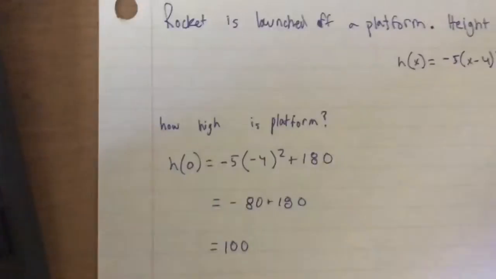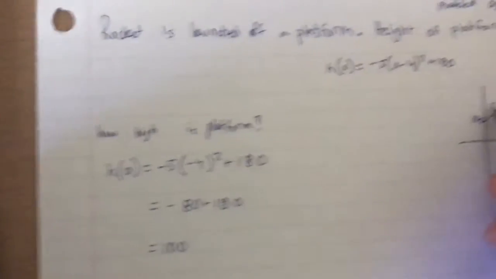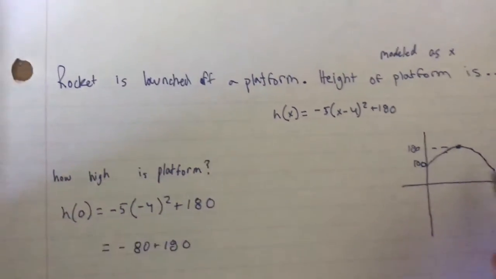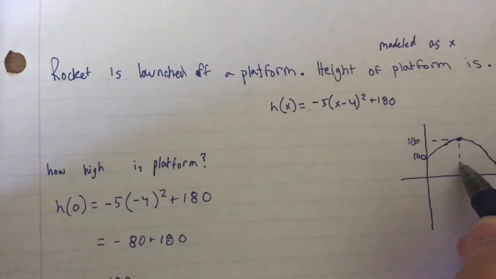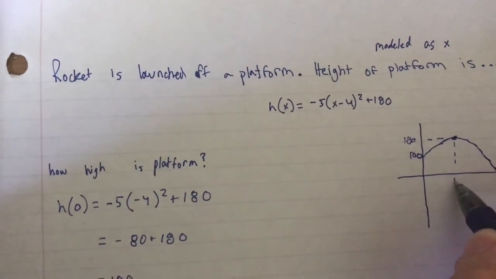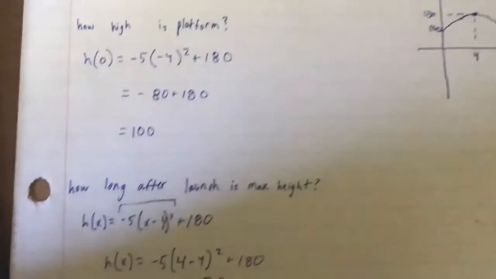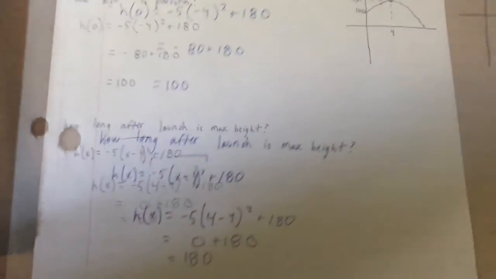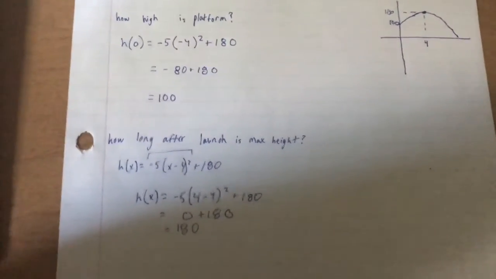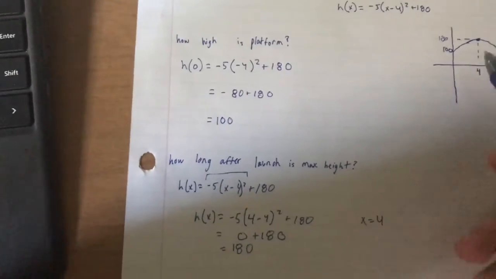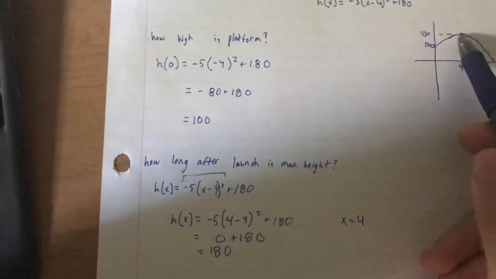So with the maximum height right over here at 180, go down and x is equal to 4, so 4 would be right there. So that is the vertex and the maximum height. So after 4 seconds, x is equal to 4. After 4 seconds, the rocket reaches its maximum height.